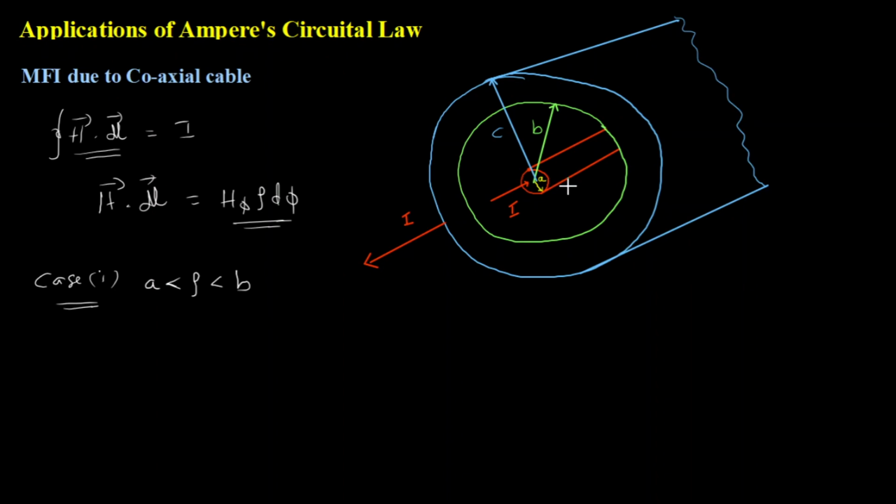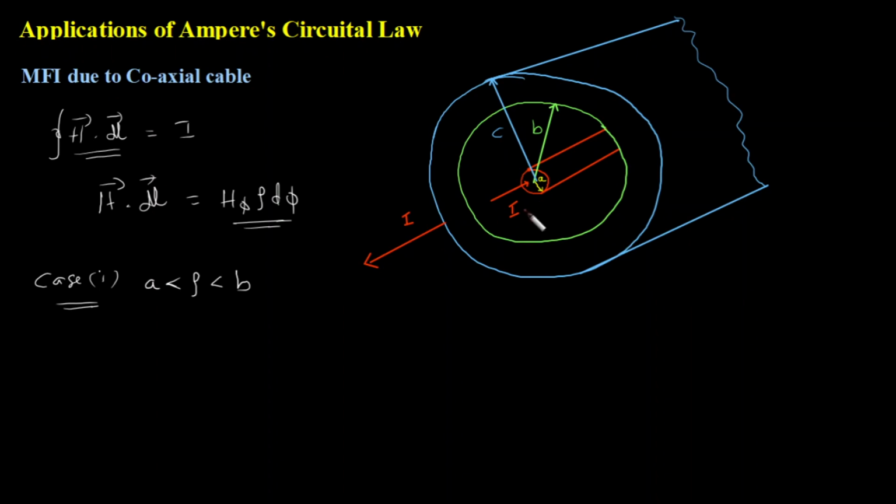In that case I have to just consider the current flowing through the inner conductor, because I can evaluate Ampere's circuital law if and only if the current is enclosed by the closed path. So now my closed path is here. I hope this is very clear. The closed path is around this inner conductor. So it is enclosing only this positive current I. So I have to just calculate the magnetic field intensity due to this inner conductor. So I am not going to derive it again because we already know. In the previous video we have already seen the magnetic field intensity due to this inner conductor.